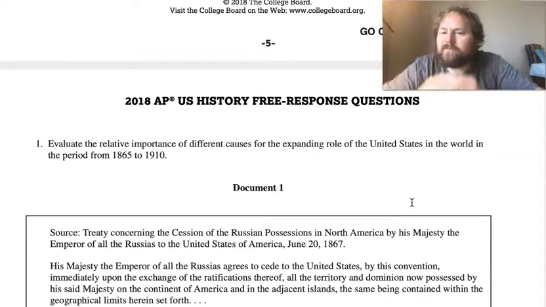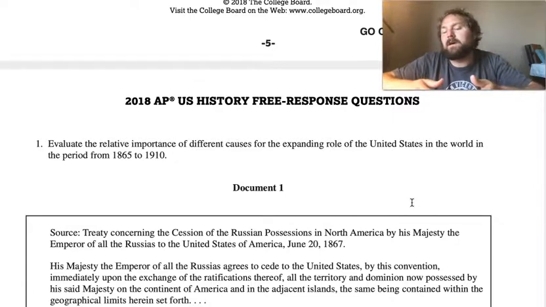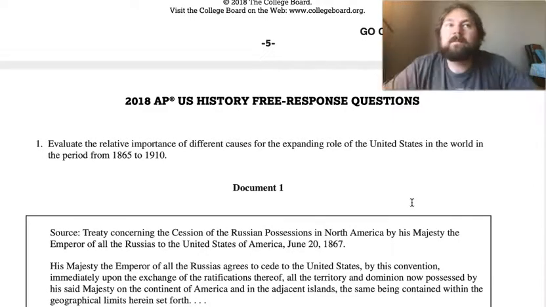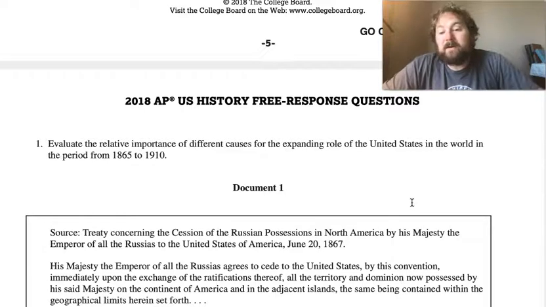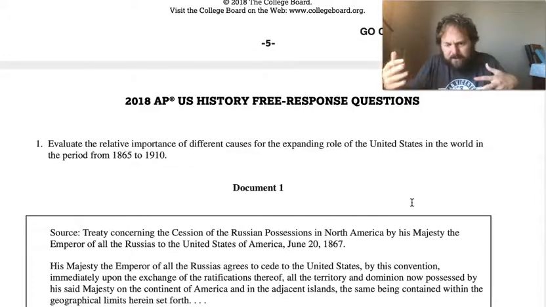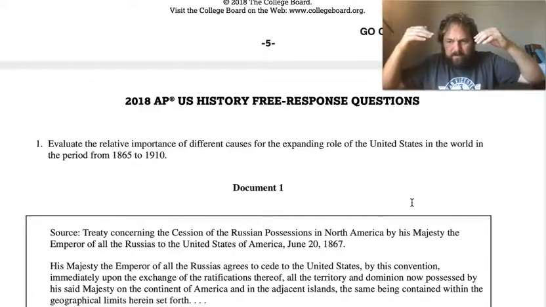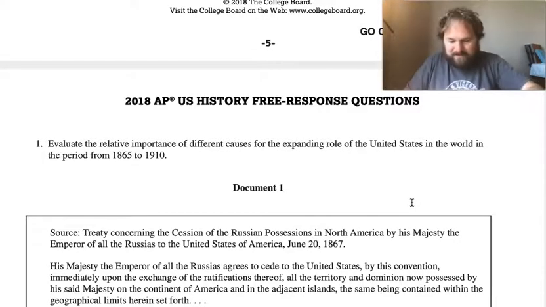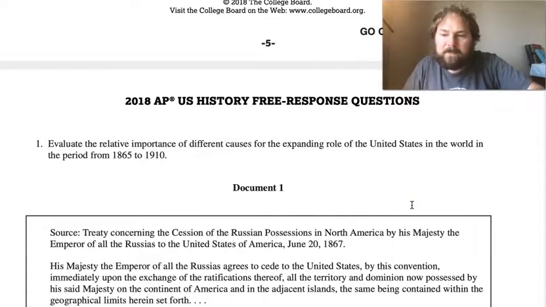1910 falls short of the Wilson administration, so we don't have to talk about Wilson at all. There's other things that we could talk about. It falls short of World War I, so we're not getting into World War I or World War II. But it seems like we've got plenty to talk about. Okay, so that's the process that should be going on, whether or not it all happens in your head or whether you're looking at things that you've written down.